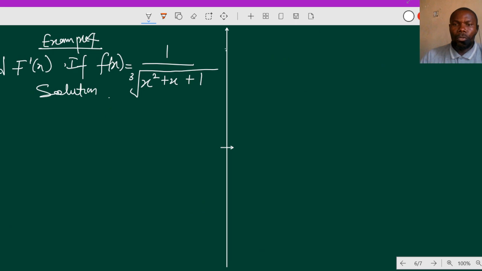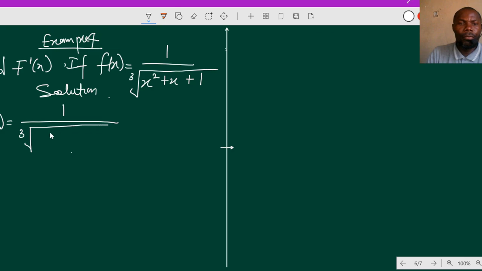That is how. So we're in example 4 now, and we want to solve this. If f of x is equal to 1 over the cube root of x squared plus x plus 1, the most important thing you need to do is firstly convert it to index form. You will write it like this.